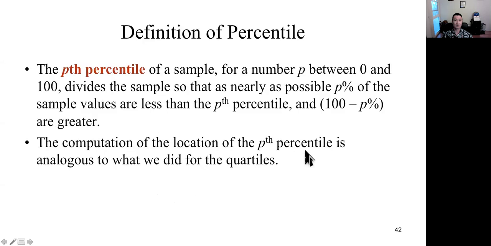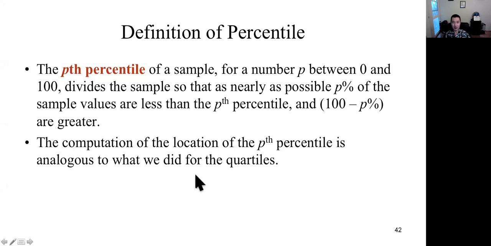Then let's look at percentiles. Similar to quartiles, percentiles divide the data into percentages. The p-th percentile of the sample, for a number p between 0 and 100, divides the sample so that as nearly as possible p% of the sample values are less than the p-th percentile, and 100 minus p% are greater.